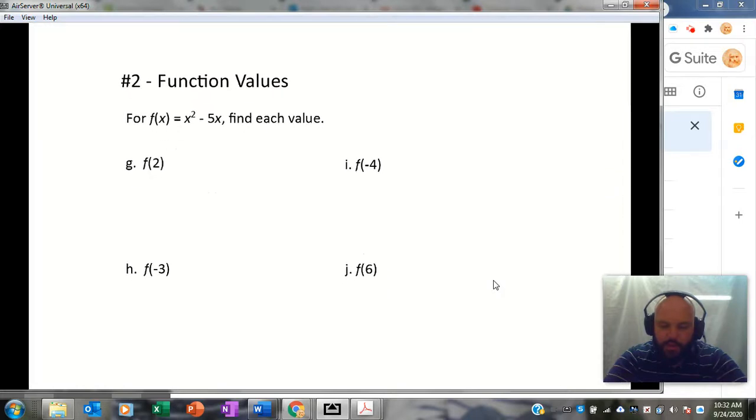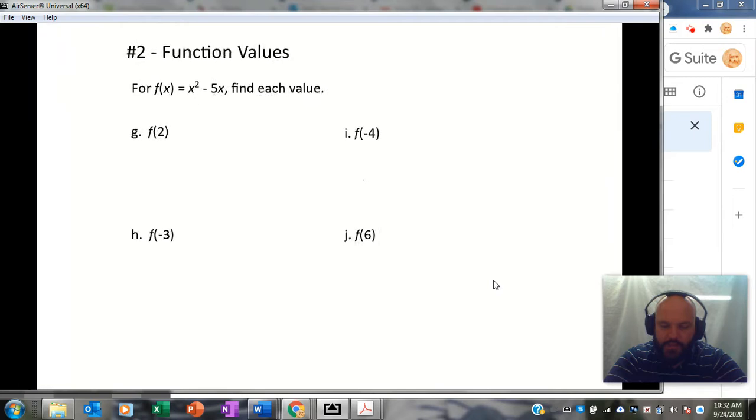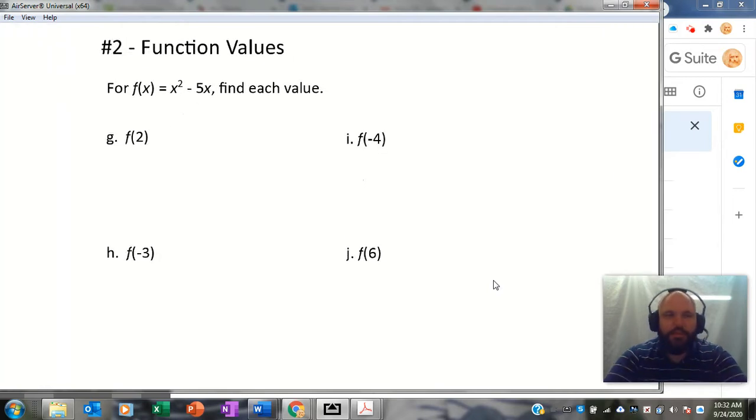Now, I am going to do a couple of these because these are a little bit trickier than the last one. So this is another function. This function's a little more complicated than the last function, though. If you look at this function, it's f of x equals x squared minus 5x. And the thing that I want you to key in on this one is there are two different variables in this function. There are two x's.